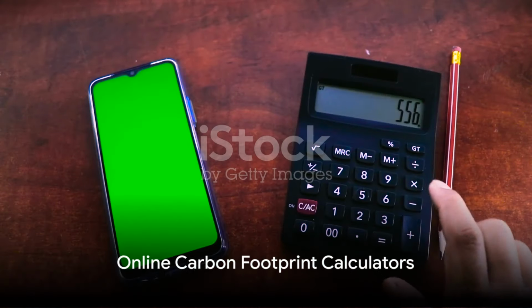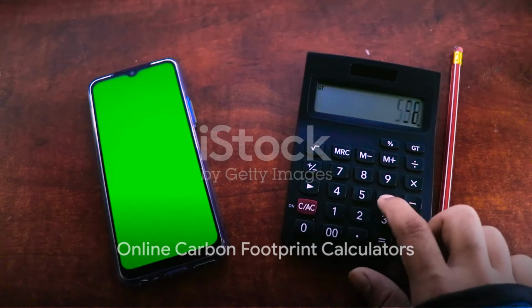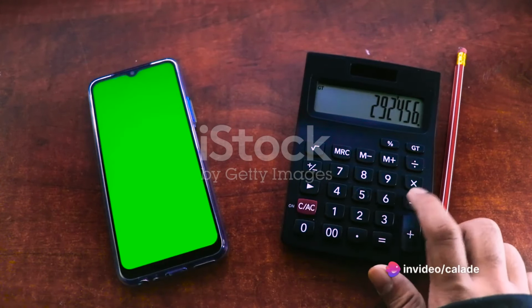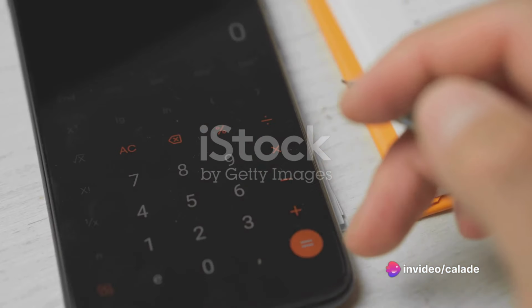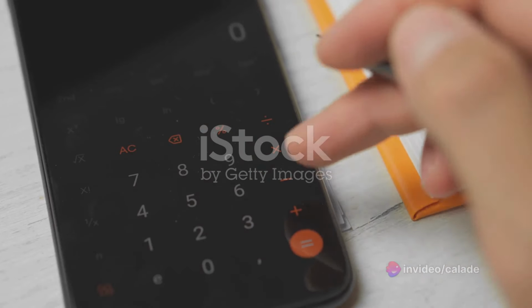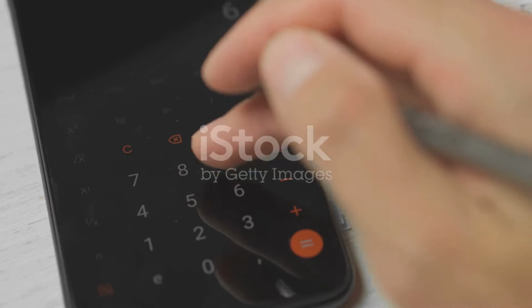There are several online carbon footprint calculators available that can help you estimate your carbon footprint based on your lifestyle choices. Some popular ones include carbonfootprint.com, the Environmental Protection Agency, and the Nature Conservancy.